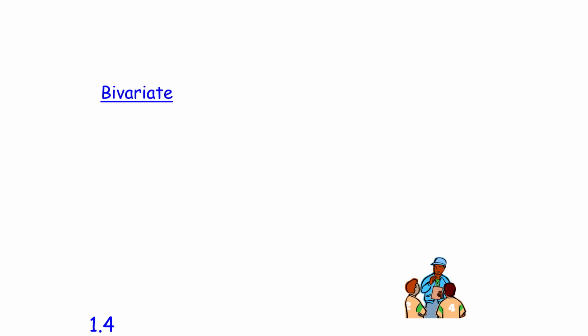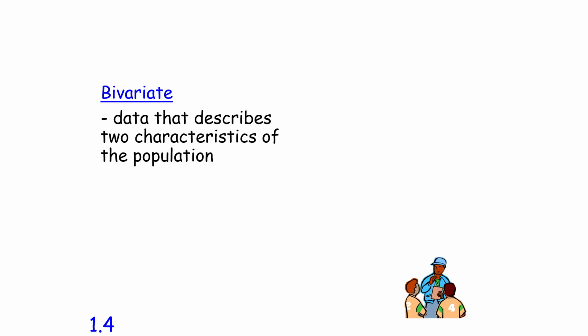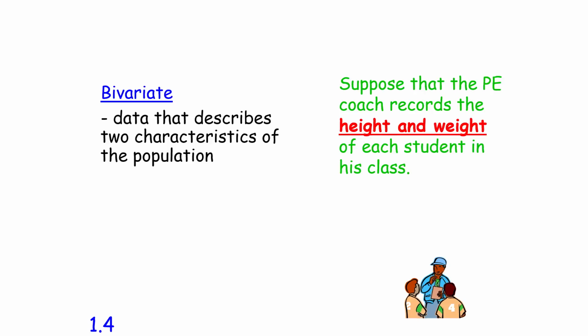So we also have something called a bivariate. A bivariate is going to be data that describes two characteristics of the population. So now suppose that same PE coach records the height and the weight of each student in class. This would be considered a bivariate because there are two variables being recorded.